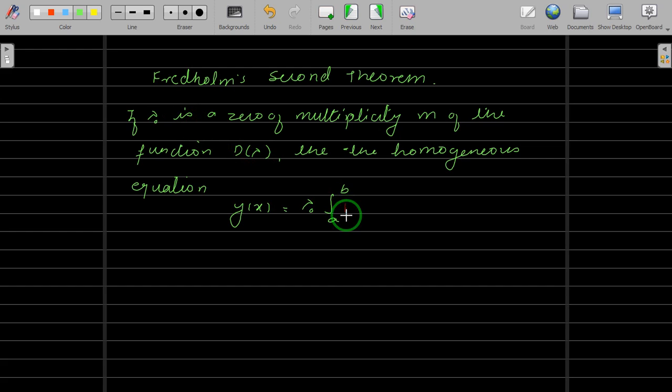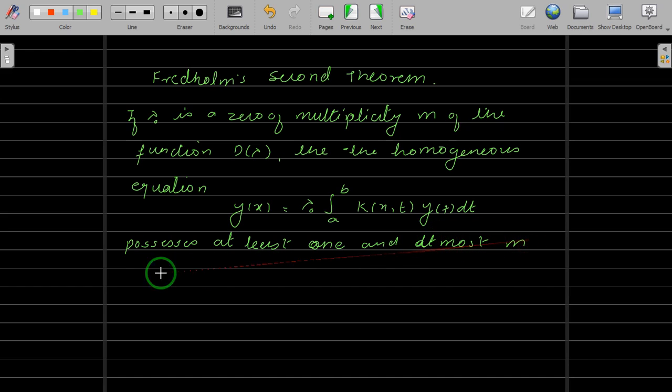and if we are talking about Fredholm's theory here, a to b, K of x comma t, y of t dt. So this has at least one and at most m linearly independent solutions. I don't have to speak on the linear independence of functions.